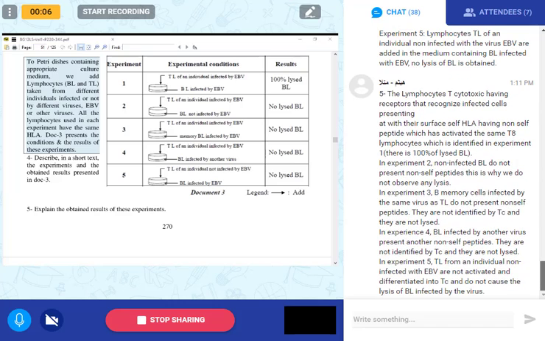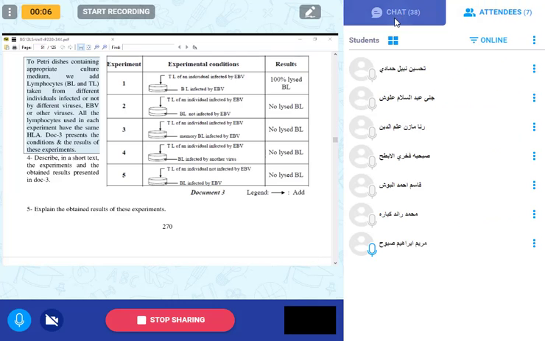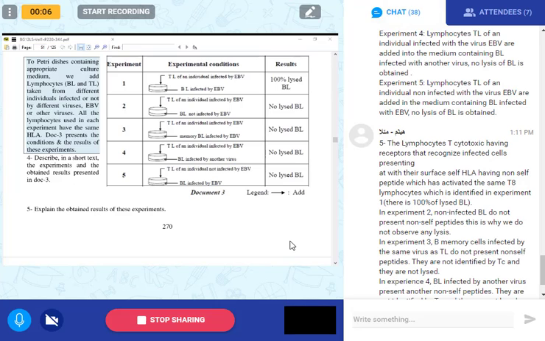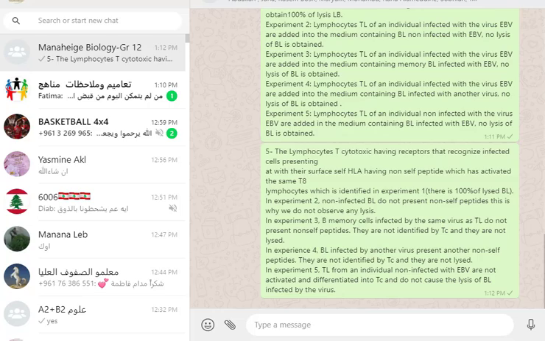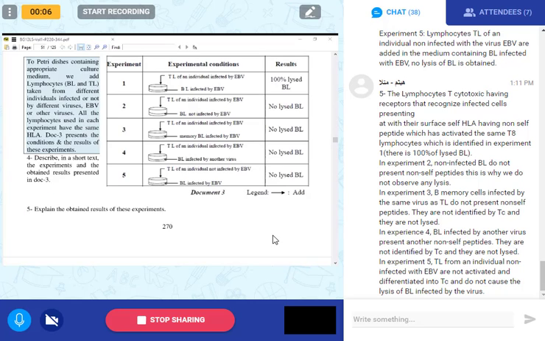Okay. Experiment 4. The B lymphocytes infected by another virus present other non-self peptides. They are not identified by TC and they are not lysed. In the fourth we gave B another virus, so it showed on its surface a virus other than EBV, so the T cells did not recognize it, so they did not destroy them. Yes. Did not destroy them.